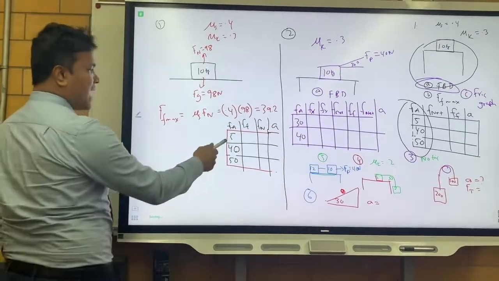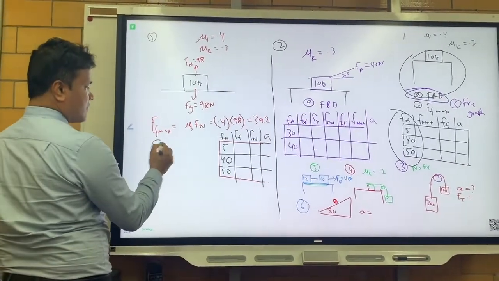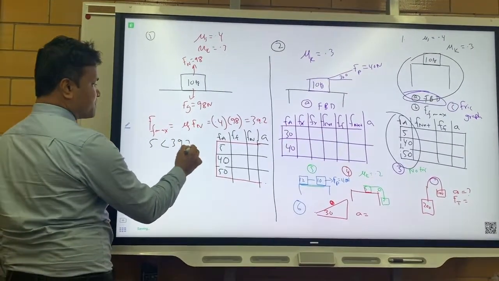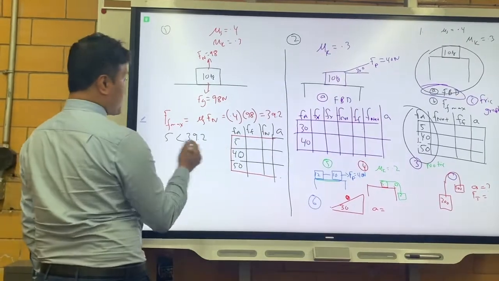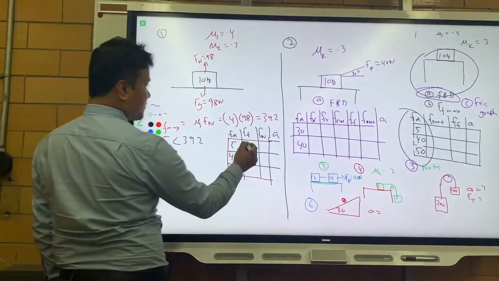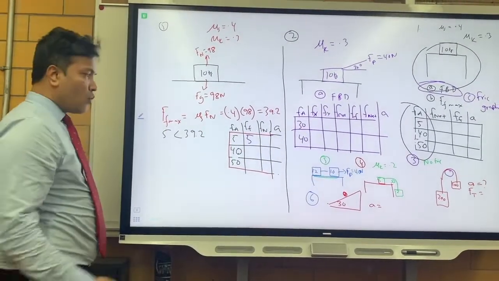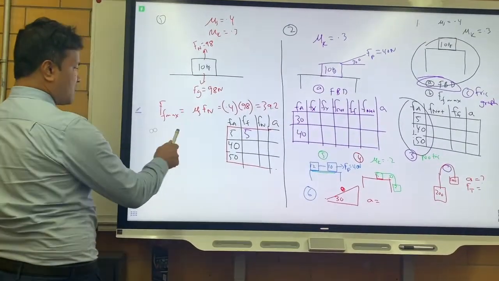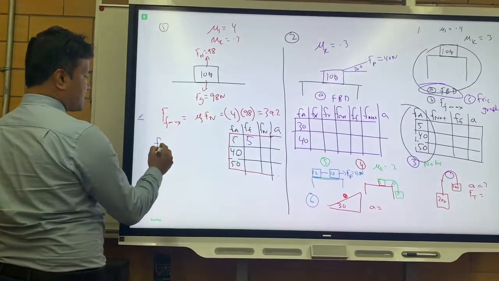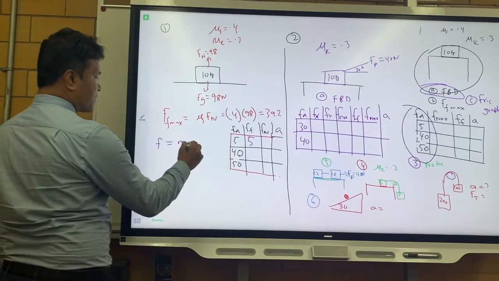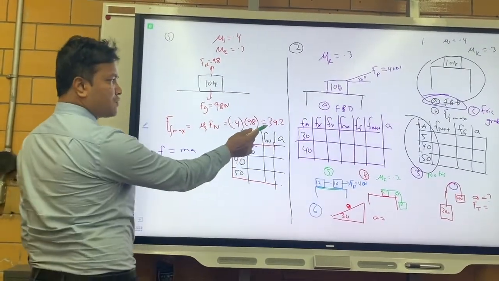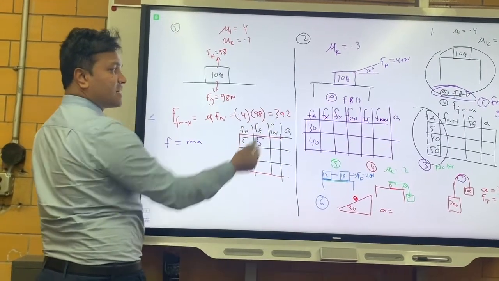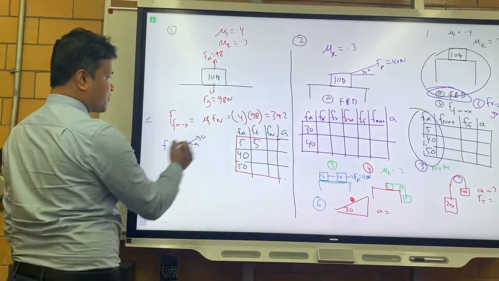Okay, 5 is less than 39.2. So then force of friction must be what? Force of friction must be 5. Okay? Why? It's because of Newton's law, F equals ma. The box will be at rest if you do not apply more than 39.2. So the box will be at rest.